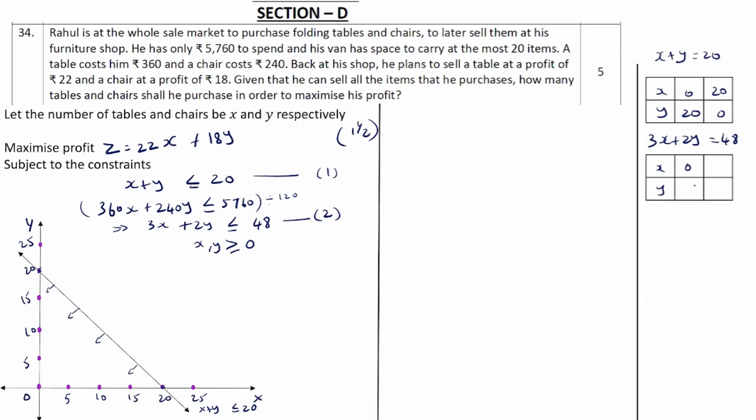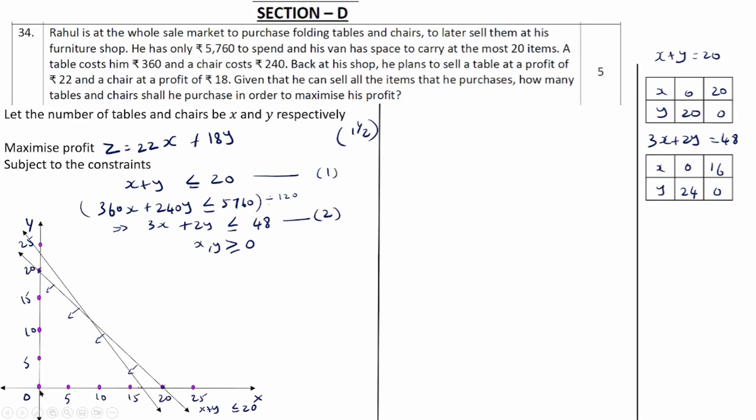When x is 0, y is 24, and when y is 0, x is 16. So (0, 24) is somewhere here and (16, 0) is somewhere here. If we draw a line joining these 2 points, we get the line corresponding to 3x + 2y = 48. We need to have 3x + 2y ≤ 48.